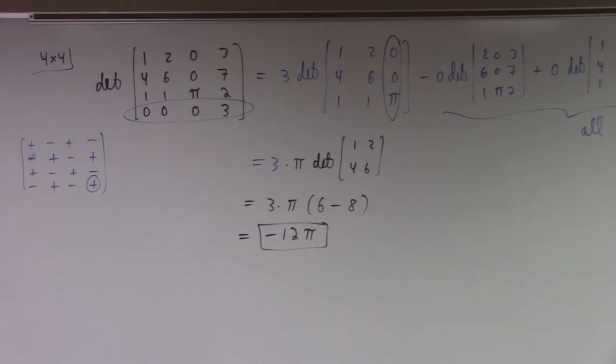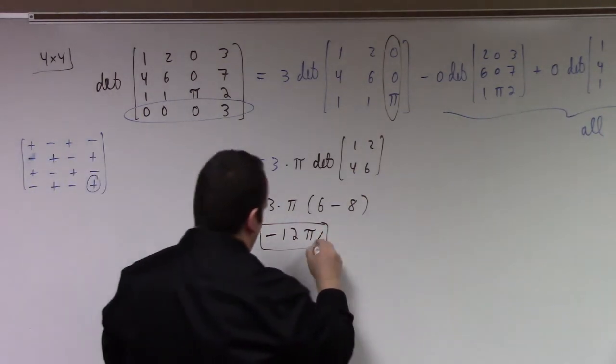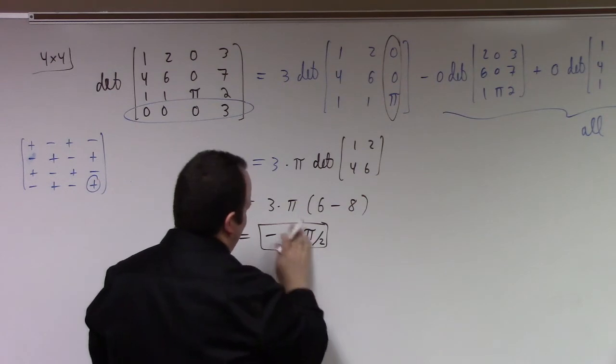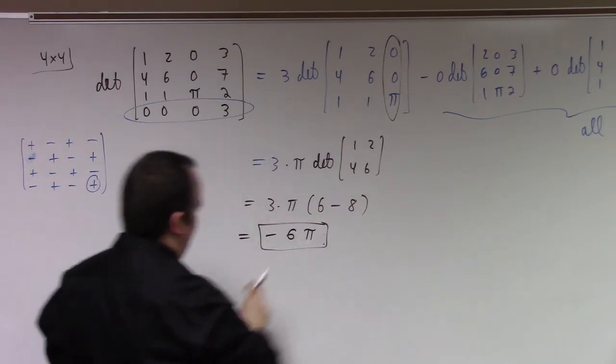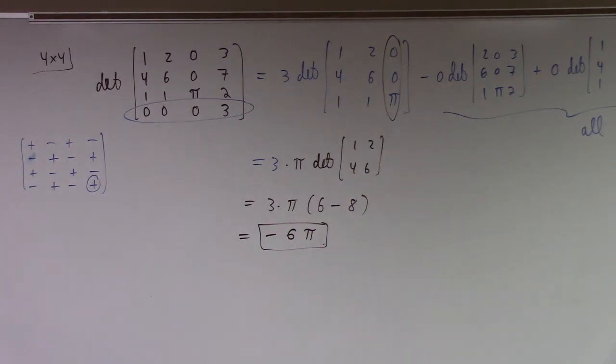I'm sorry. Did I say minus? I meant minus 12 pi over 2. No, sorry. Yeah, no, you're right. You guys got me. Thank you. Much appreciated. So what would that mean?